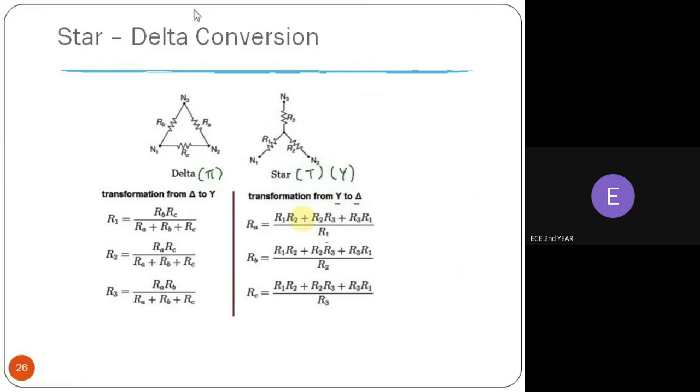So here we can compare the formulas. In delta to star conversion, the denominator is the constant parameter. Compare all these 3: the denominator is the common value. In star to delta conversion, concentrate on these 3 formulas: here the numerators are the constant values. So the formulas can be remembered easily.